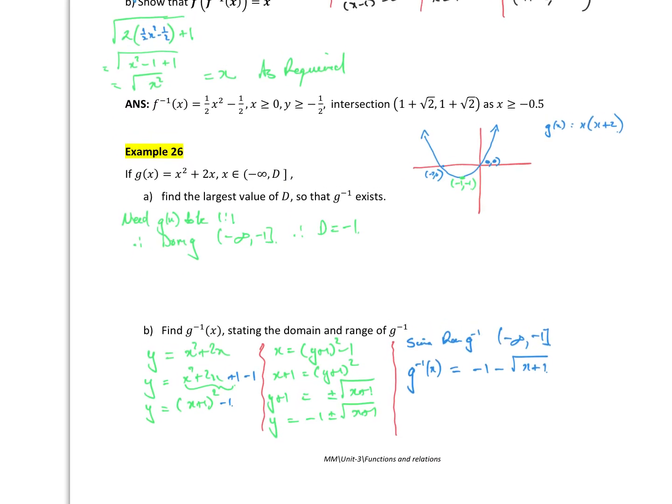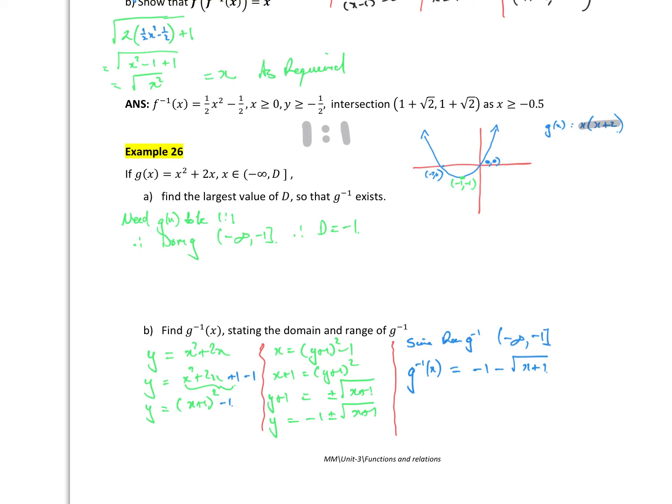Example 26, find the largest value of d so that the inverse exists. So remember, the key thing here, for the inverse to exist, I need a 1-to-1 function. If I sketch the graph, and we need to be strong at sketching the graph, I've just factorized it there, x plus 2, which gives me x-intercepts at 0 and negative 2. I know the stationary point occurs halfway between them at negative 1.